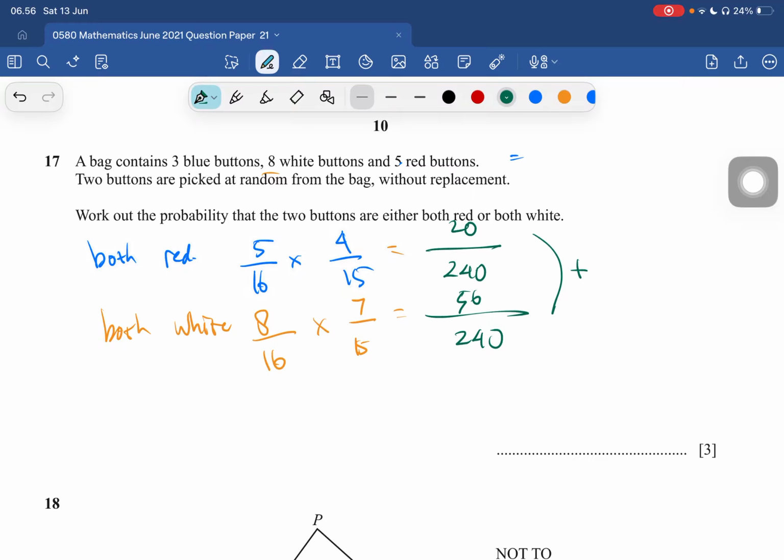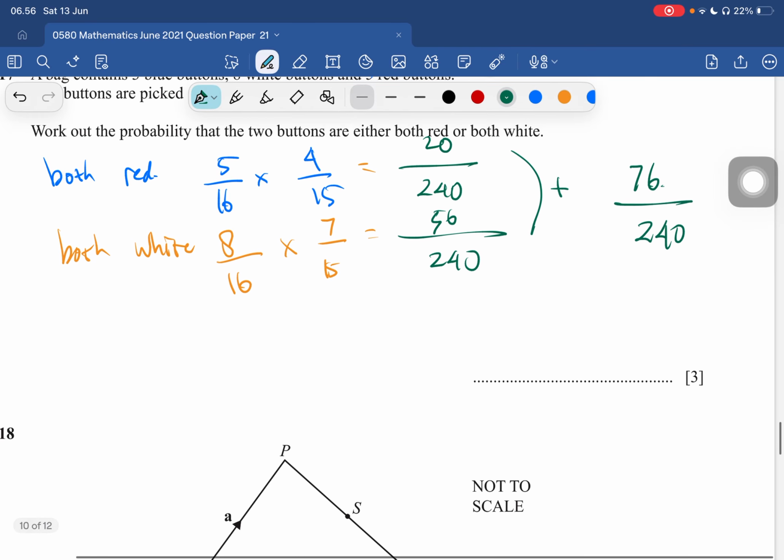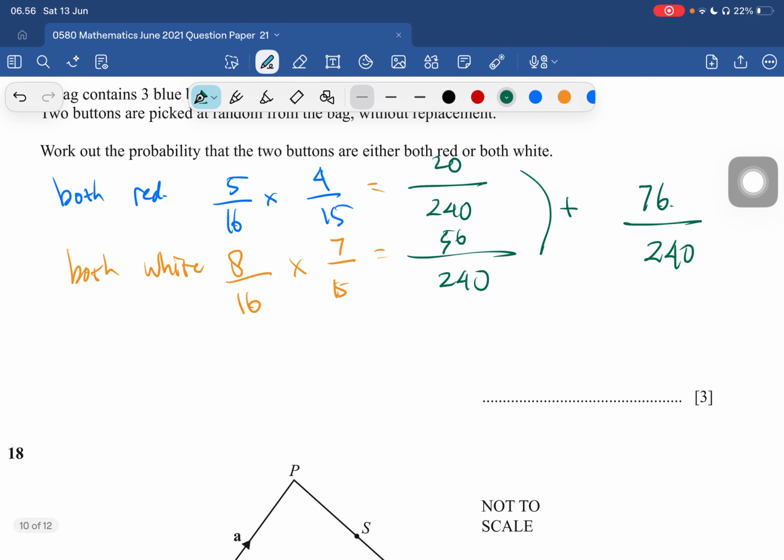Okay, let's add. The denominators are equal, so here is 240, let's check it, 16 times 15 is 240, and then here 20 plus 56 is 76. Okay, 76 over 240. Let us divide by 4.